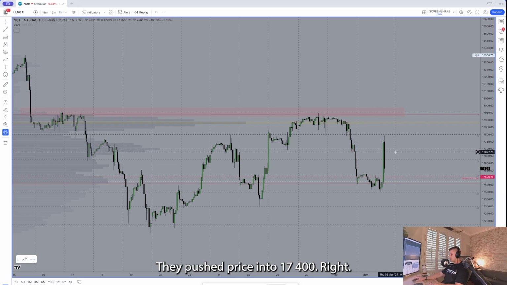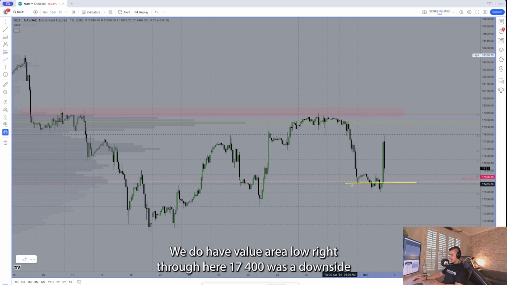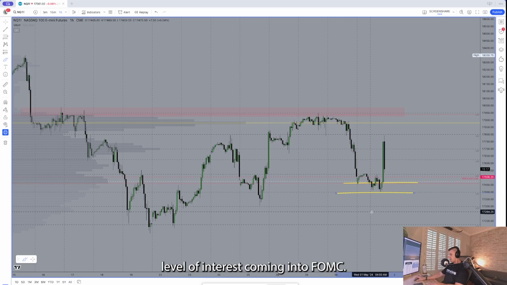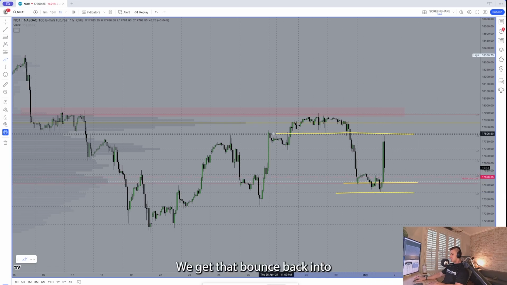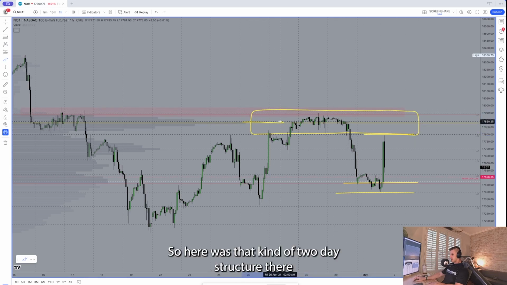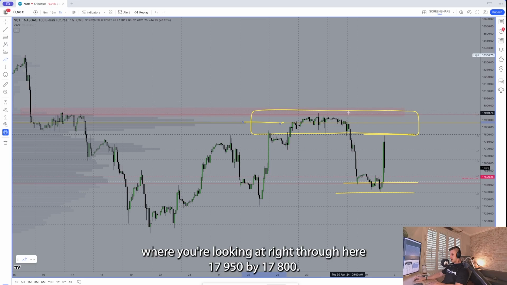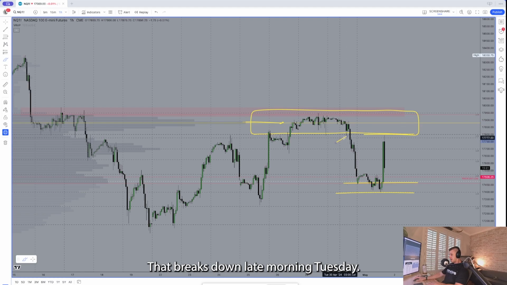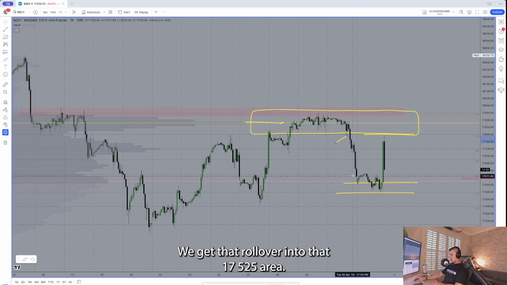They push price into 17,400, right? Now look, again, near-term structure, we do have value area low right through here. 17,400 was a downside level of interest. Coming into FOMC, we get that bounce back into yesterday's breakdown point. So here was that 2-day structure, where you're looking at right through here, 17,950 by 17,800. That breaks down. Late morning Tuesday, we get that rollover into that 17,525 area.